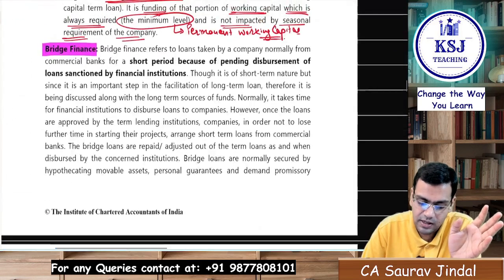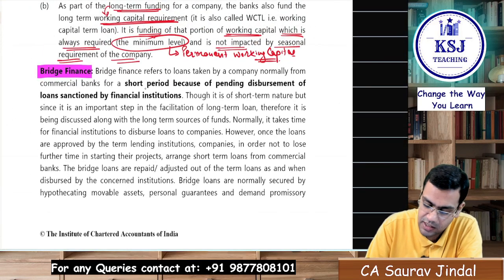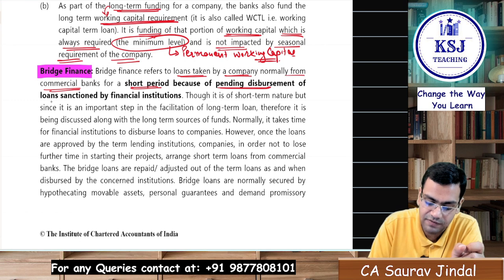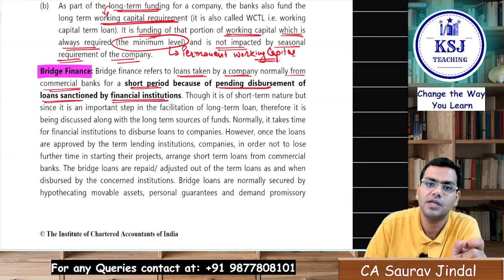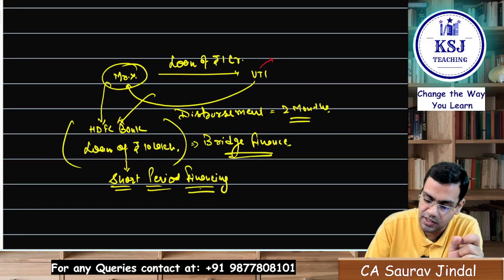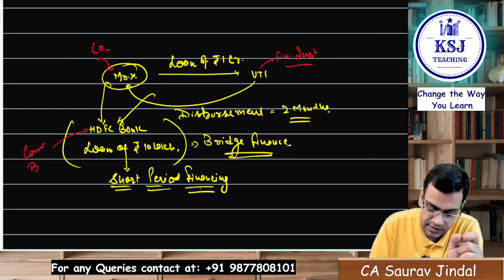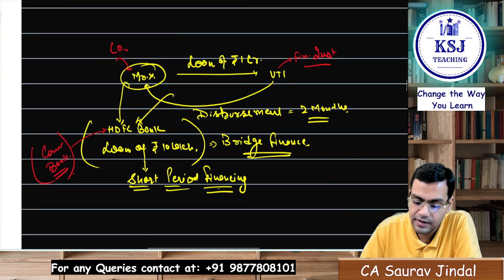This is what bridge finance is: it refers to the loans taken by the company, normally from the commercial banks, for a short period because of the pending disbursement of the loan sanctioned by financial institutions, right? So this is a financial institution. This is a company. And this is a commercial bank, right? So, clear? Till the time they get the disbursement from the financial institution, they will take a loan from a commercial bank.